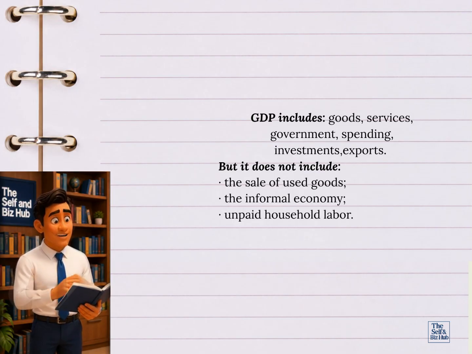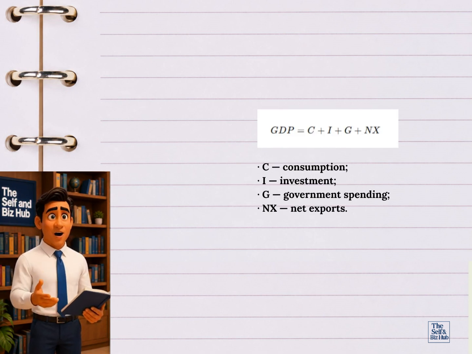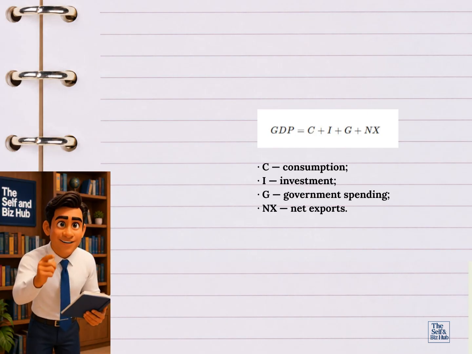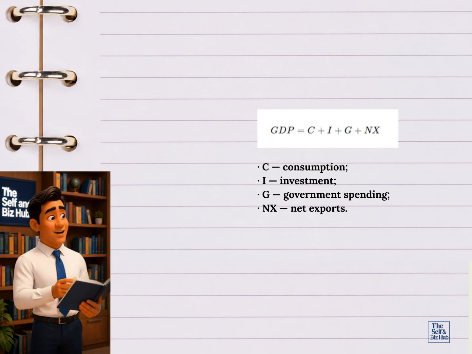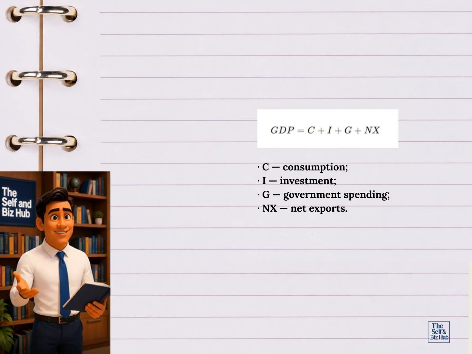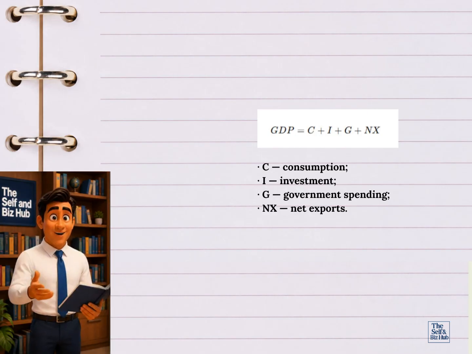GDP is most commonly calculated using the following formula. This formula shows that an economy is made up of different types of spending. Consumption is usually the largest part of the economy. When people actively spend money, companies earn more revenue, increase production, hire workers, and invest in growth. That is why consumer behavior has a major impact on economic growth.